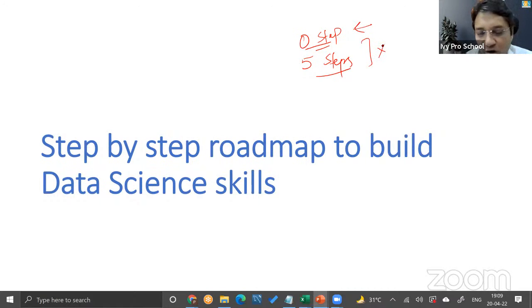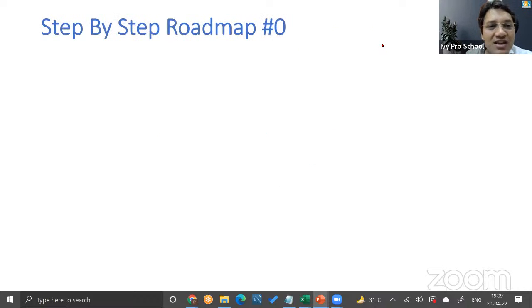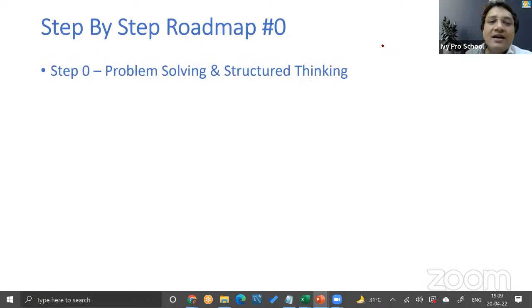So what are those steps? I'm going to talk about each one of those steps one by one. So let's start with step 0. Step 0 of this roadmap to prepare for a data science interview is problem solving and structured thinking. Now, what is problem solving, and how do the companies judge problem solving skills and your structured thinking ability?